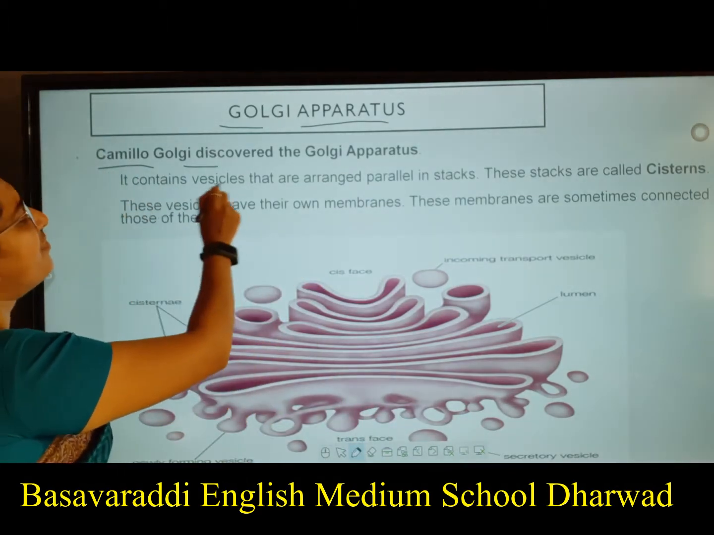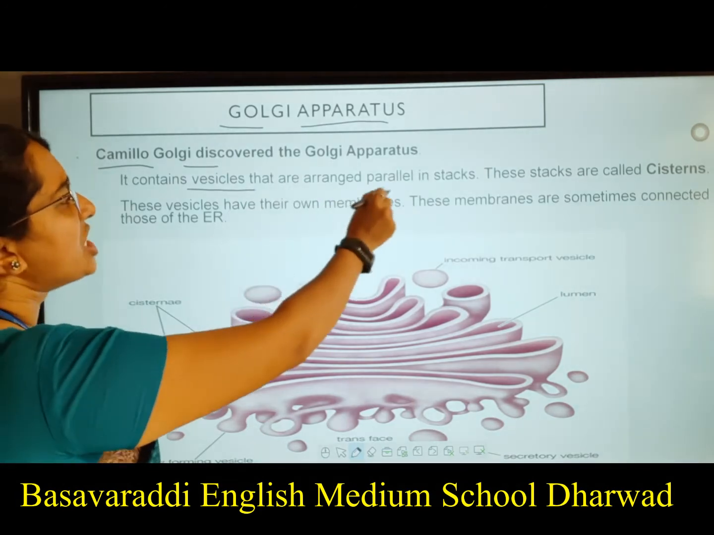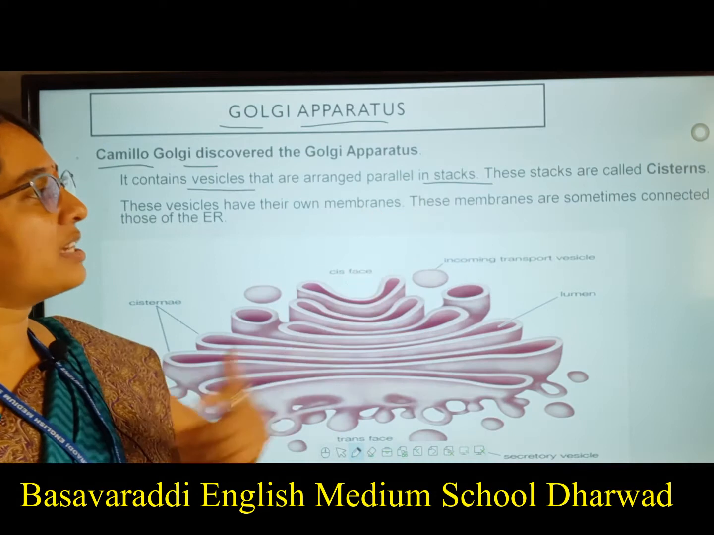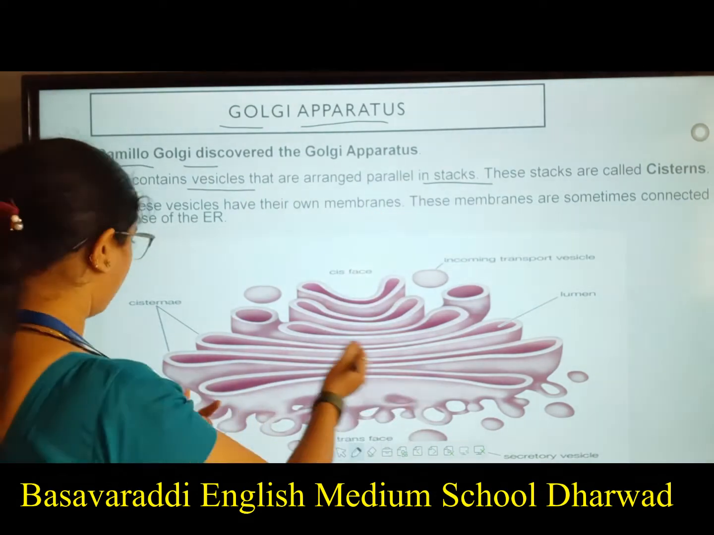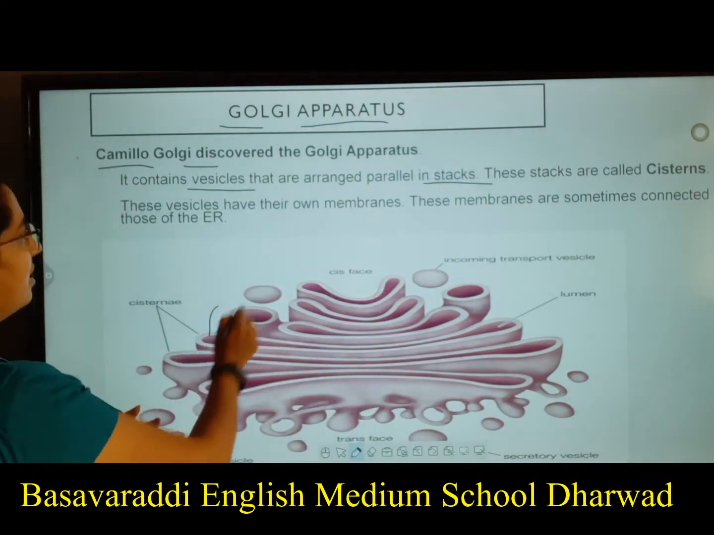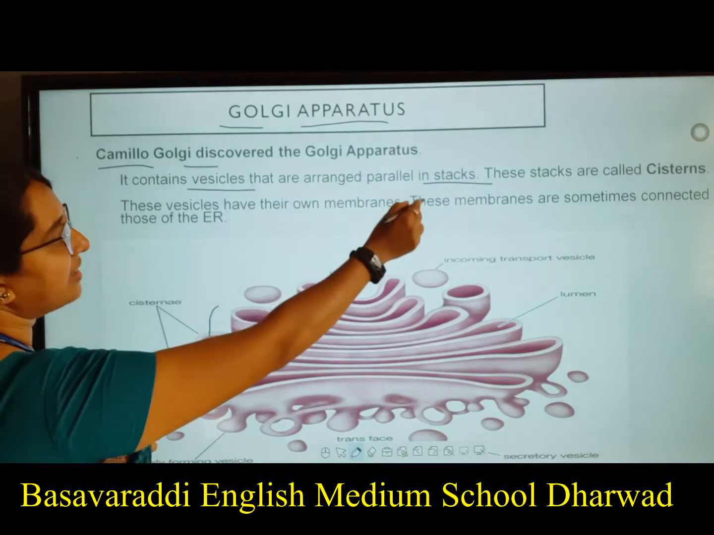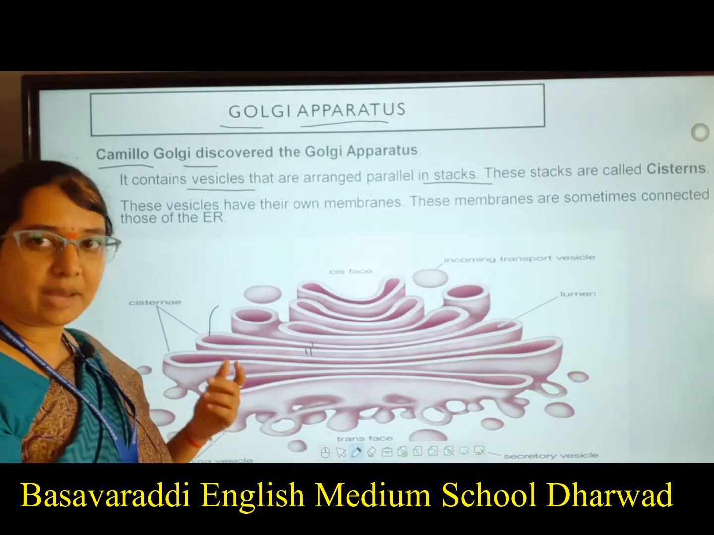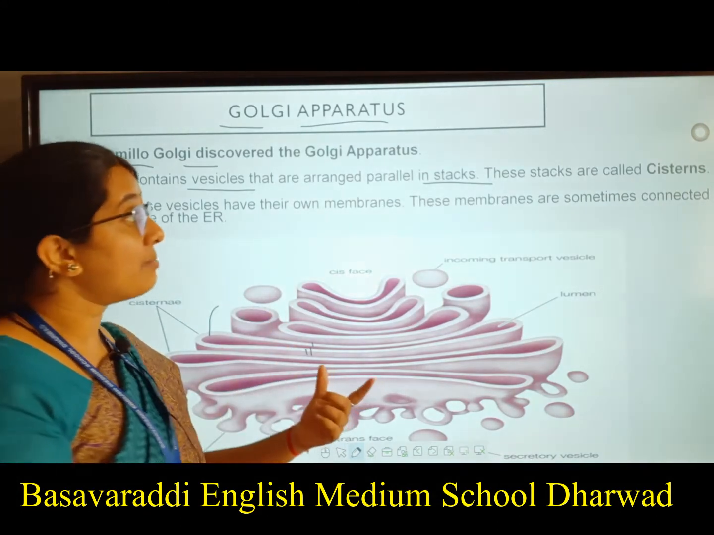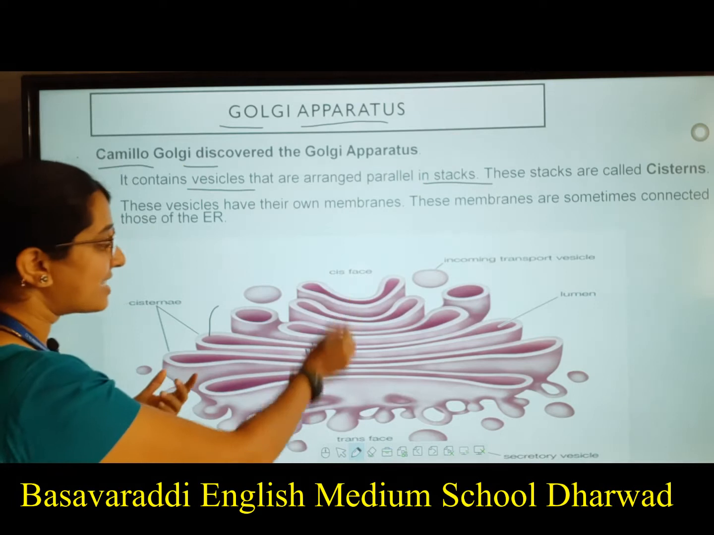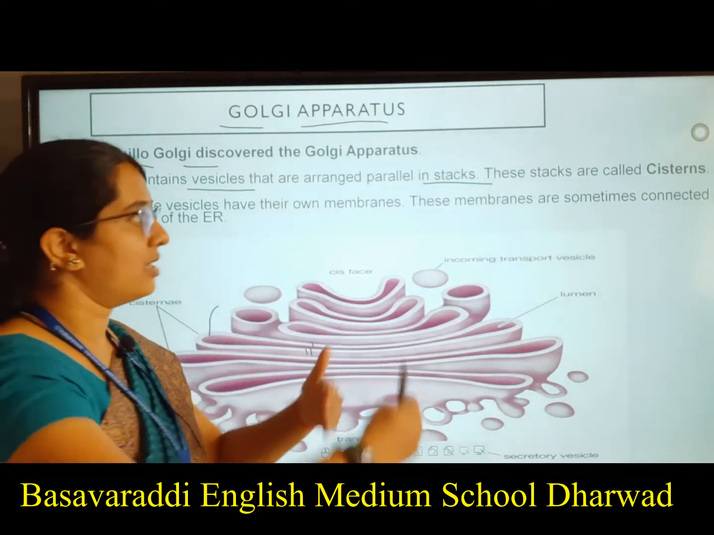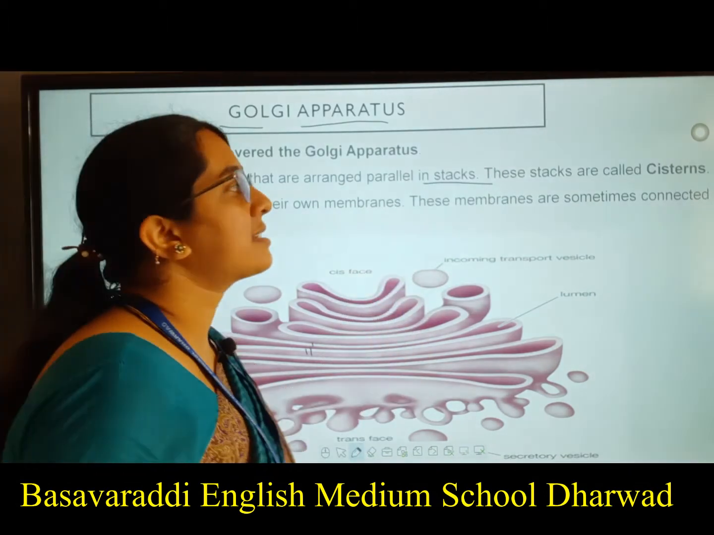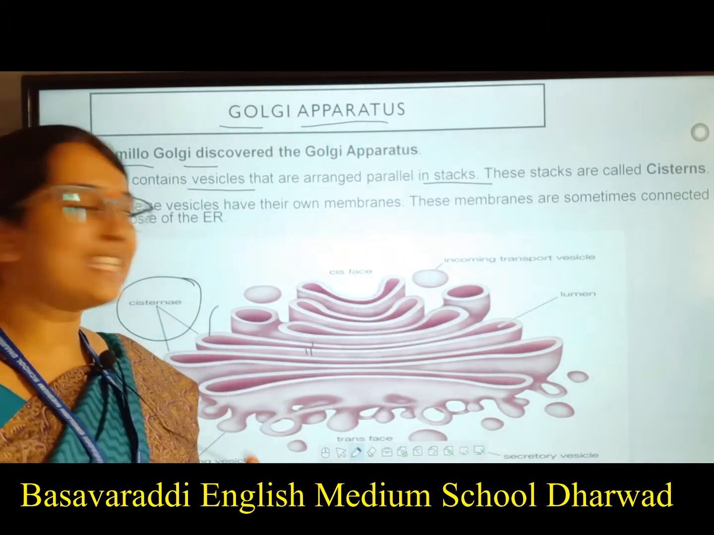It contains vesicles that are arranged parallel in stacks. These stacks are called cisternae. You are able to see this: they are arranged parallel to one another, and at the same time they are stacked. These are called cisternae.